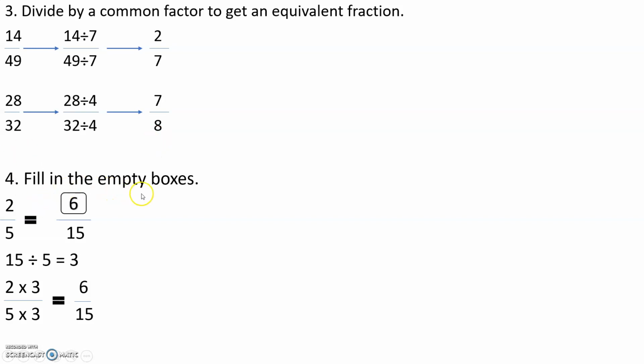Then filling the empty boxes. 2 upon 5 is equal to dash upon 15. Now, here what are we going to do? Here we need to find out the number. So we'll divide this bigger number by this smaller number. So 15 divided by 5 gives you 3. So now, when we are going to find out the bigger number, here we are going to multiply. So I'll multiply this fraction by this 3. So 2 into 3 upon 5 into 3 gives you 6 upon 15. So now this 6 will come here.